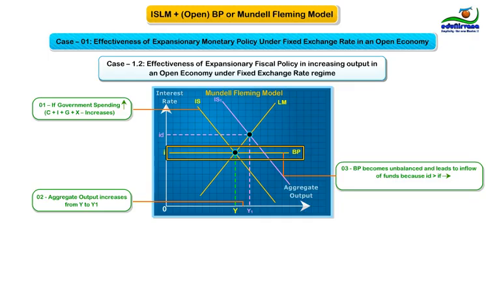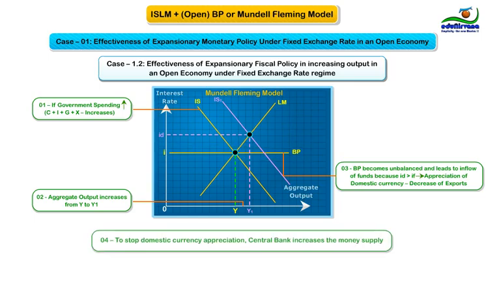This leads to a surge of inflow of funds and appreciates the domestic currency. This decreases exports. To stop the domestic currency from appreciating, the central bank increases the money supply. This shifts LM to LM2. At this point, all three major sectors are balanced again, or achieve the general condition of equilibrium, with more aggregate output than was there in the initial equilibrium situation. That is, Y increases more.